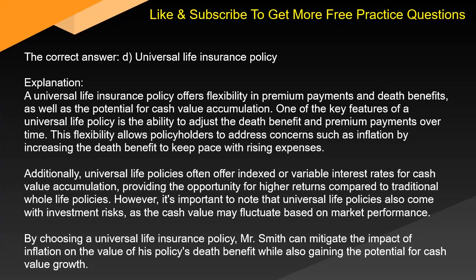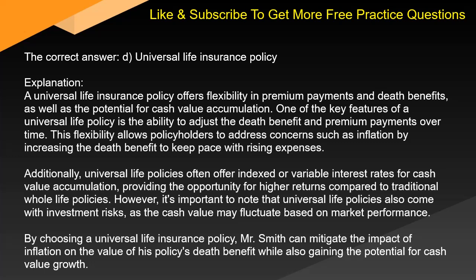The correct answer, D. Universal life insurance policy. Explanation. A universal life insurance policy offers flexibility in premium payments and death benefits, as well as the potential for cash value accumulation. One of the key features of a universal life policy is the ability to adjust the death benefit and premium payments over time. This flexibility allows policyholders to address concerns such as inflation by increasing the death benefit to keep pace with rising expenses. Additionally, universal life policies often offer indexed or variable interest rates for cash value accumulation, providing the opportunity for higher returns compared to traditional whole life policies.